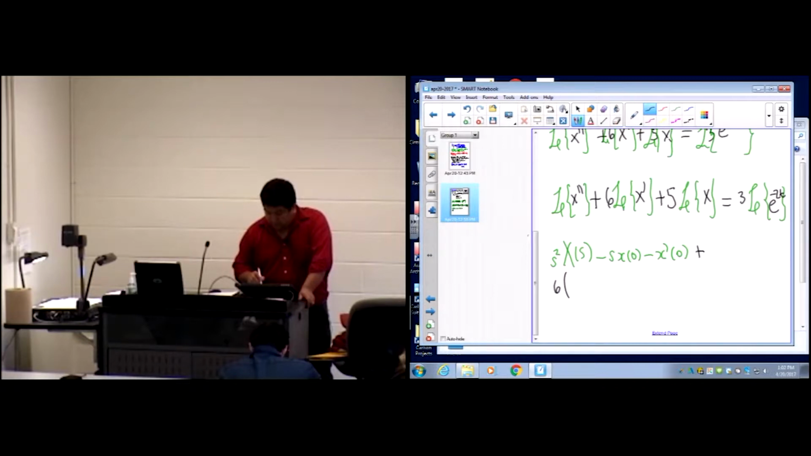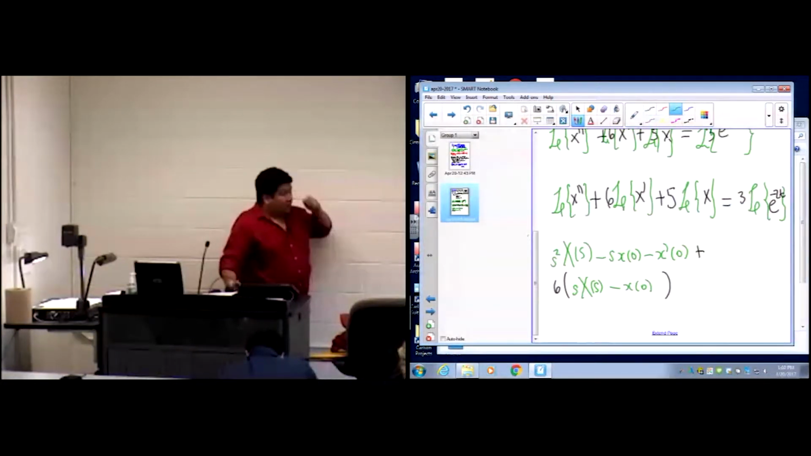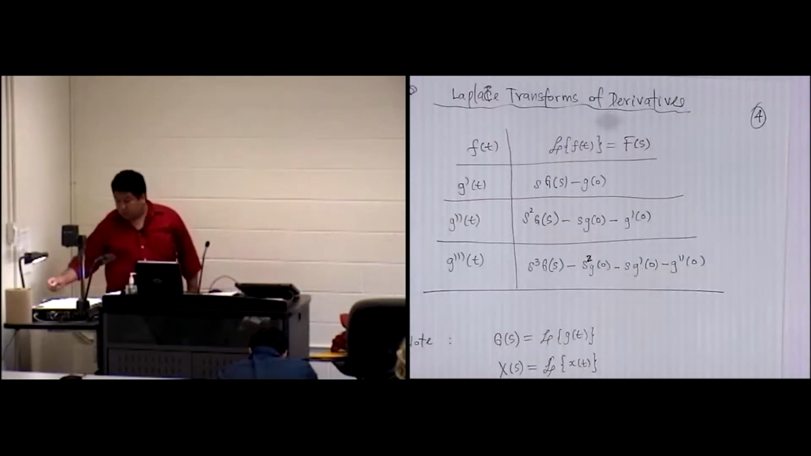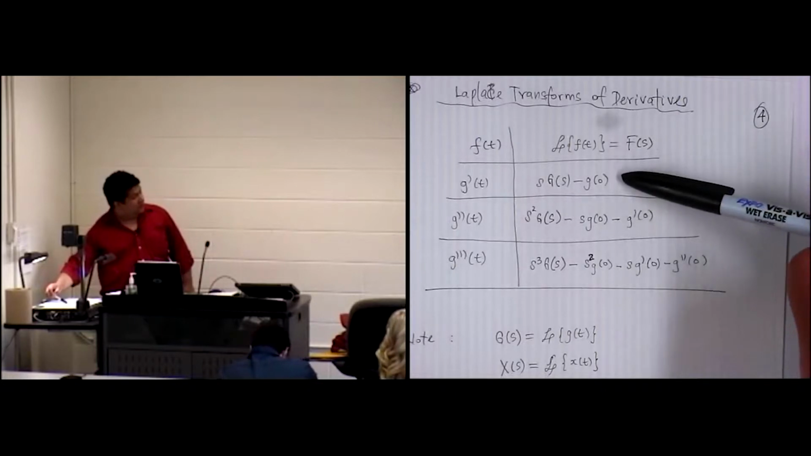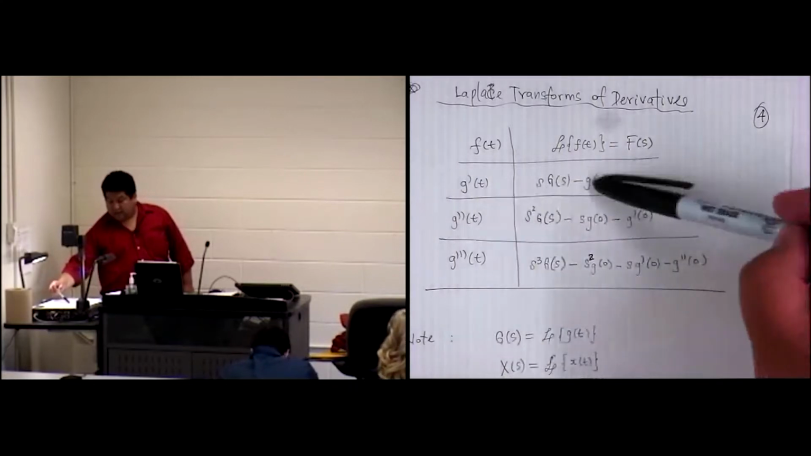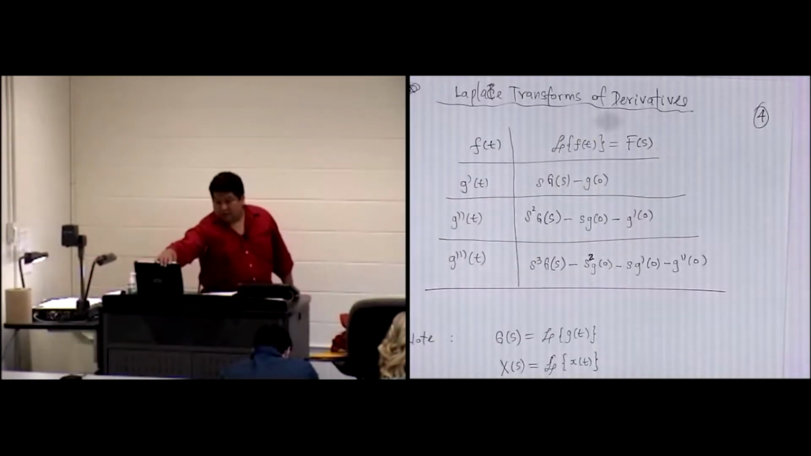Let me just confirm that. So we're looking at the Laplace transform of the first derivative, right? And so that says s times big G, well, in that case we're using x, and then little g would be little x. That would be the original function. That's what we have for the first derivative, so that's what's inside this parenthesis. And then we have plus 5 times the Laplace transform of little x, which is big X of s. So that takes care of the left-hand side of this equation.